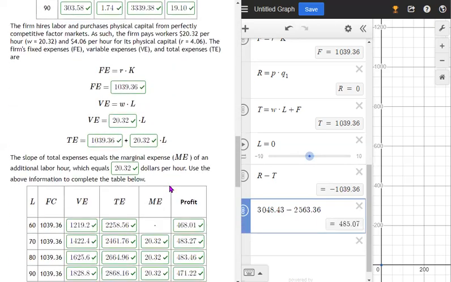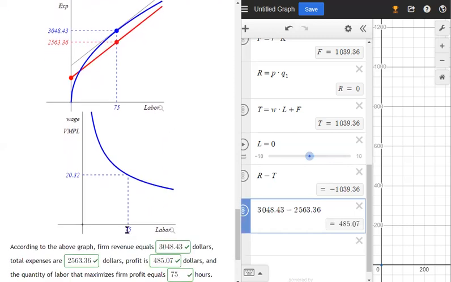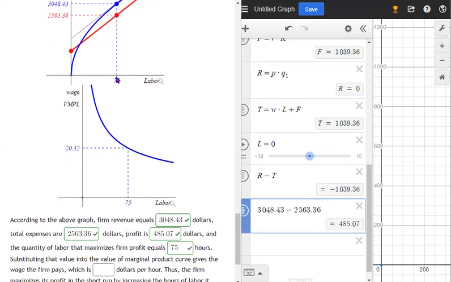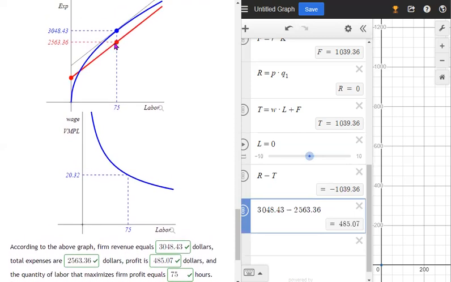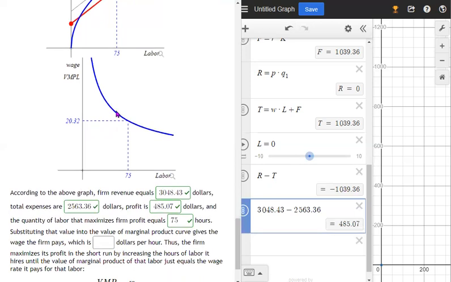Now notice here, 75 here is the value of labor where profits are maximized, right? At any other value of labor, profits start to diminish. At any labor above 75, the difference between these two is getting closer and closer to zero. On the left side of 75, profits are getting smaller, right? Profits are being squeezed until we reach a break-even point.